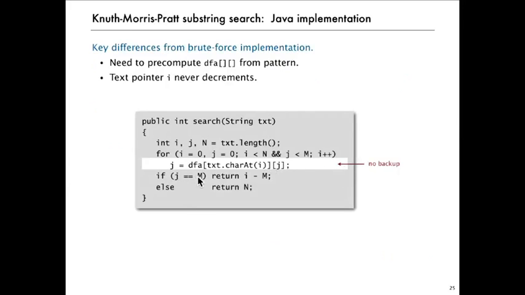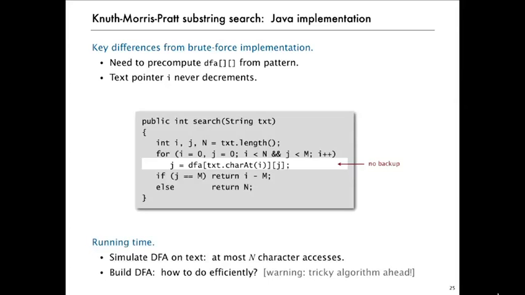And then if we ever get to the final state, we just return i minus m. This is just like that alternate implementation of the brute force method that we gave, but the key idea is that notice that i never gets decremented. All we're doing is incrementing i and changing j, always just referring to the table. When we have a match, the table automatically increments j. When we have a mismatch, it figures out the right state to go to. So that's a very simple and economical and fast implementation of substring search.